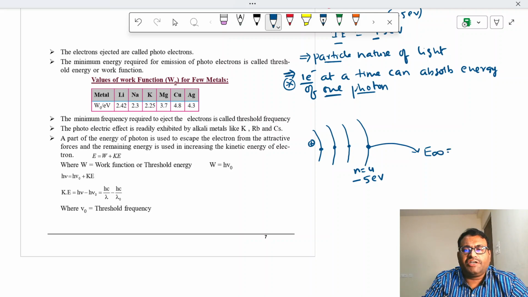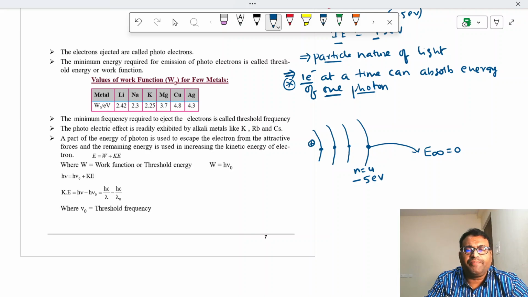E infinity is equal to 0. Infinite distance. The amount of energy required for this electron to move into infinite distance is 5 electron volts. So that minimum energy required for the electron to be removed from an atom is called the work function.